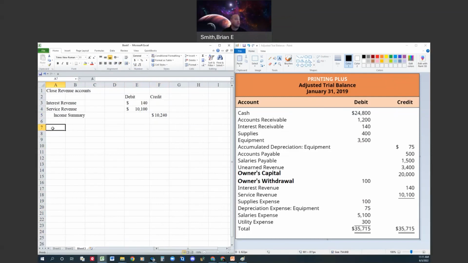Then we're going to close, for our second step, expense accounts. Let me come up here and change this to reflect that this was our first step.